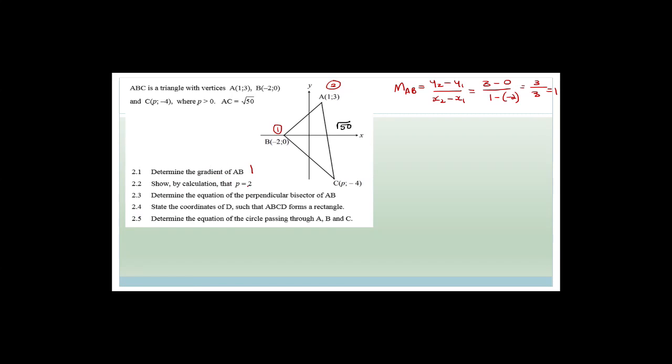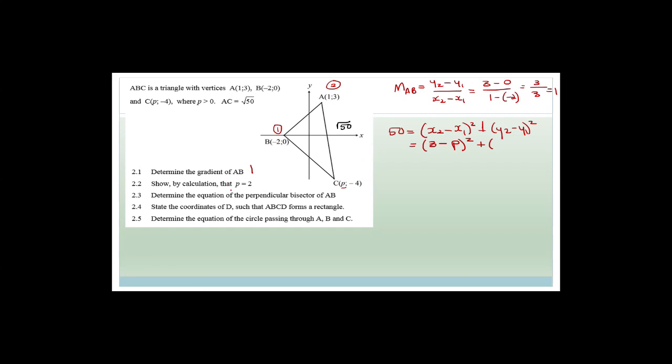Then it says, show by calculation that p equals 2. Well, we know the length of this is root 50. Do you agree? So we can say that 50 is equal to x2 minus x1 squared plus y2 minus y1 squared, which is equal to, we're going to call this again x2, 3 minus p all squared plus y2.